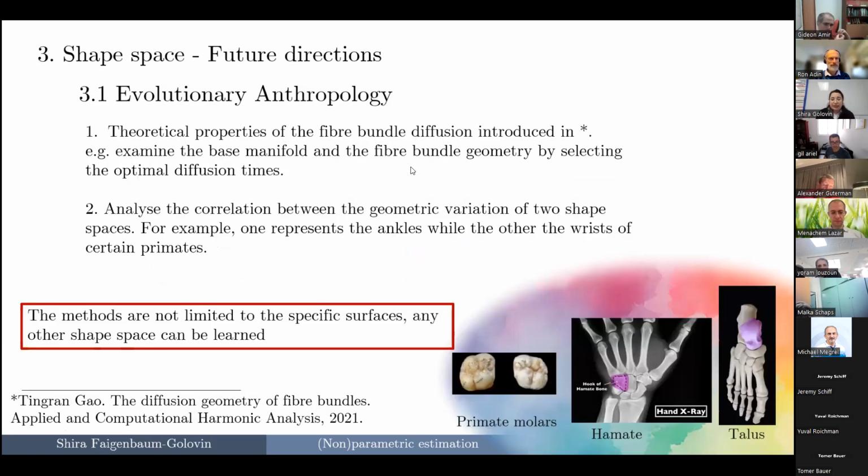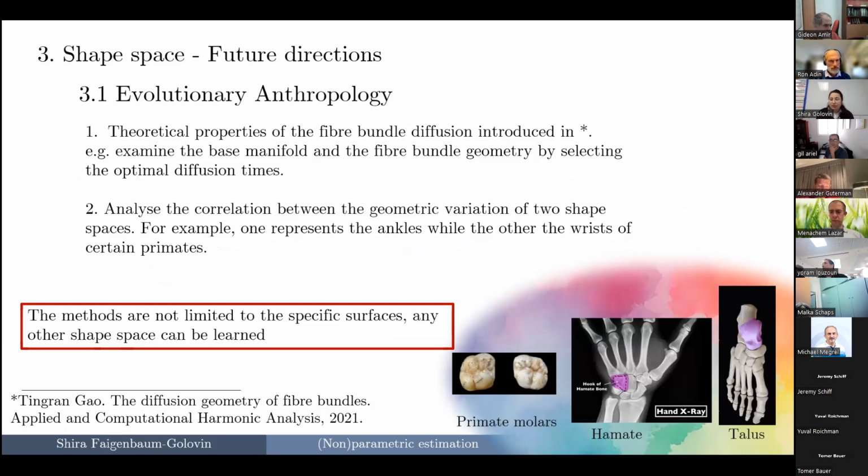Last but not least, a very interesting endeavor that I got involved in now is studying the shape space of surfaces pertaining to primary molars or to bones, where the assumption is also that those surfaces were sampled from an unknown manifold, and we would like to study this manifold and say something about the variation between those shapes.